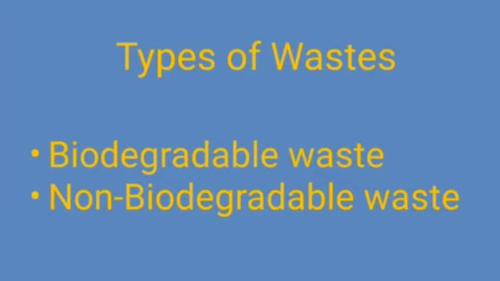Wood, biodegradable waste. Then aluminium cans, that is non-biodegradable waste. Glass, again non-biodegradable waste. Then batteries are also non-biodegradable waste. After that, plastic bags and bottles, these are also non-biodegradable waste. So you can also check whether waste is biodegradable or non-biodegradable.